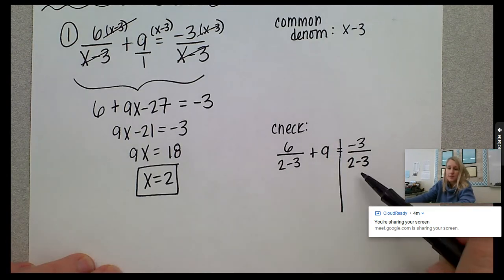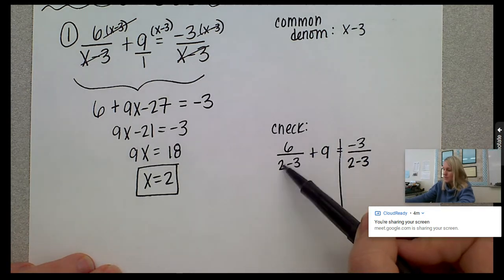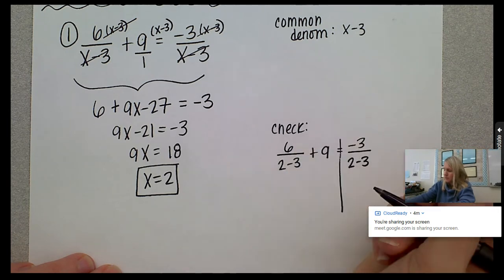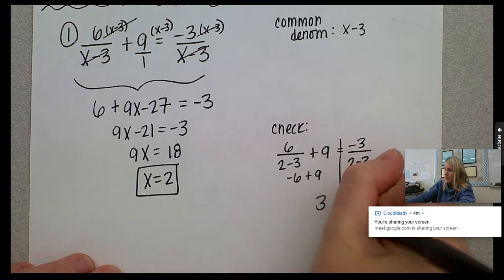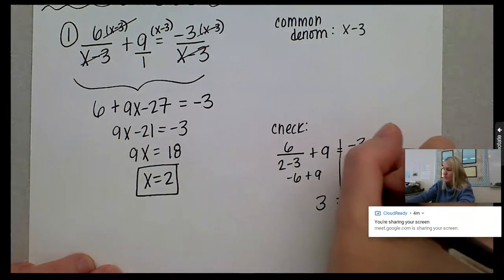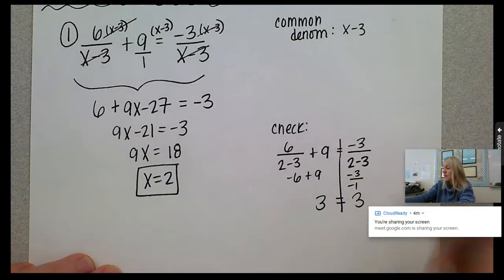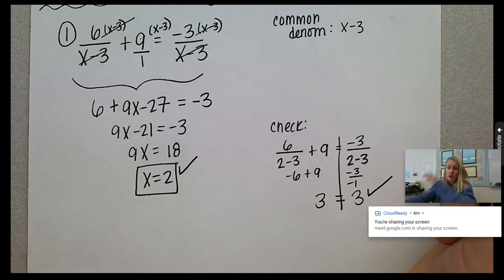I want to make sure the left side is equal to the right side. So that's how I know something is correct. So here, that would be 6 over negative 1, right? Yeah, that would be negative 6 plus 9, which is 3. So that's my left. And then over here, that would be negative 3 over negative 1, which is also 3. So since the right equals the left, I'm good. So that is a solution to my equation.